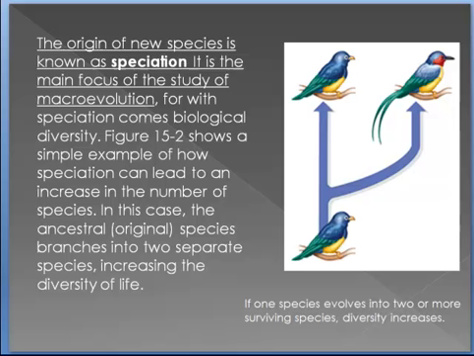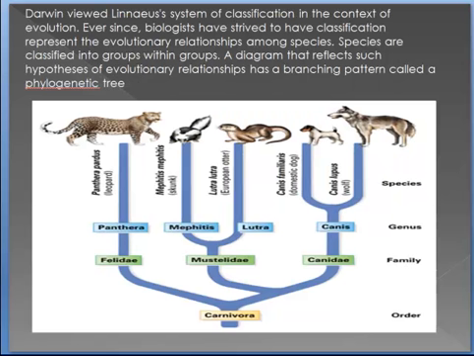And don't forget, if one species evolves into two or more surviving species, that also increases our diversity. For example, this figure on the right shows a simple diagram of speciation and how it can lead to an increase in the number of species. In this case, the ancestral or original species branches into two separate species. And again, this is increasing diversity. And what we can do is we can take these and plot them out, and as creatures develop and evolve, they become so different they're no longer able to breed with one another, and that makes them a separate species.